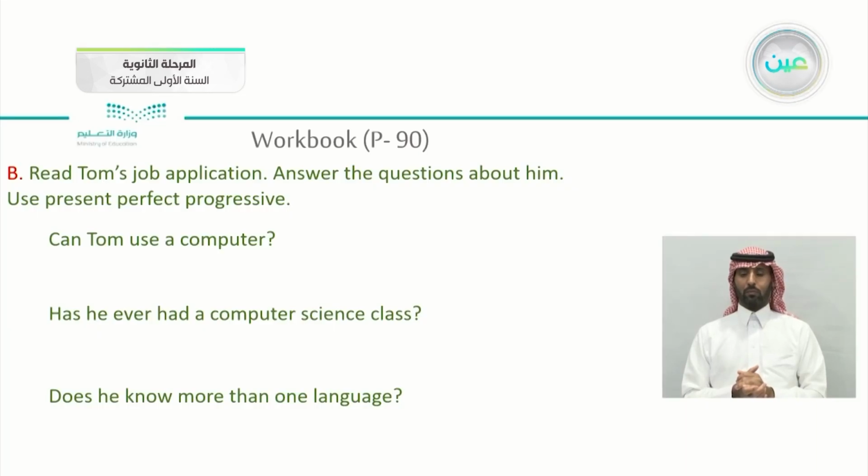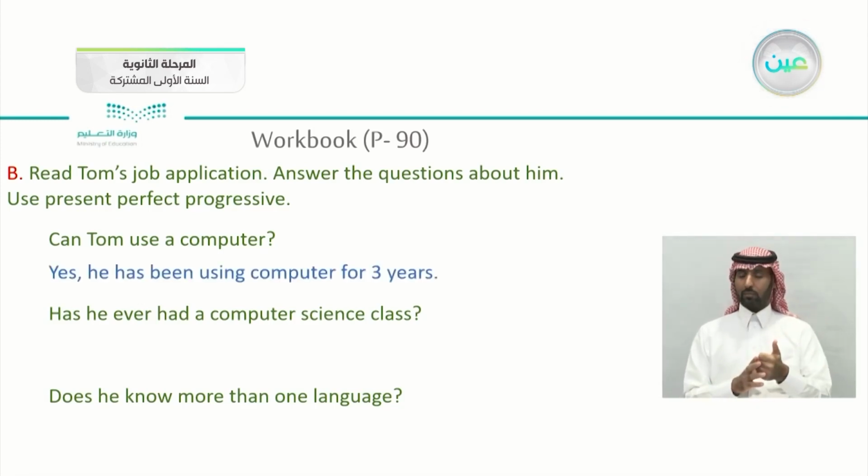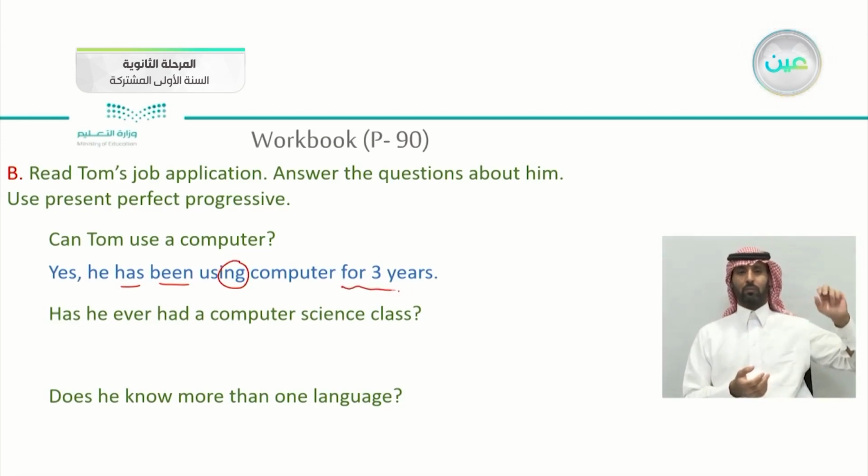Back to Tom Chen, and we will answer these questions. Use the present perfect progressive. Can Tom use a computer? We will say yes or no and the length. So yes, he has been using a computer for 3 years. Has been doing something, and here is the duration of time. How long? For 3 years.